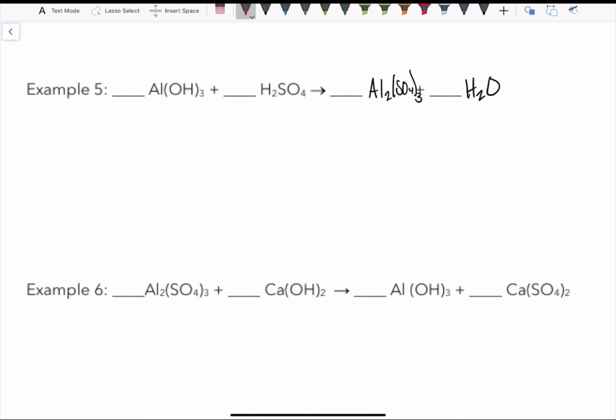Alrighty, let's talk some strategies for this. Whenever you have polyatomic ions, you need to check if they stay together.